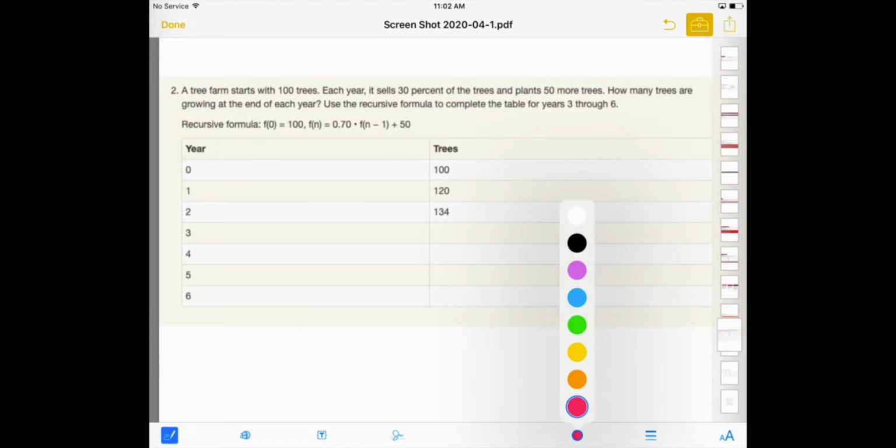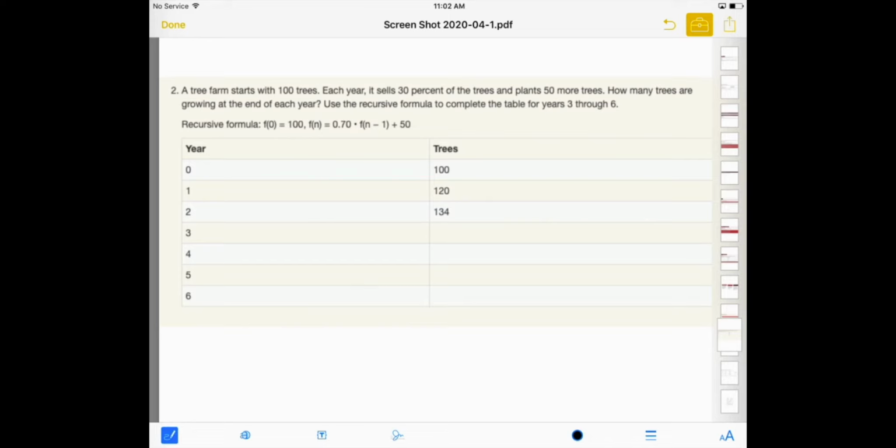So in our recursive formula, we have f of 0 is 100, so that's our starting point, and it says f of n equals 0.70, because we're taking 70%. So if we're selling 30% of the trees, we're keeping 70%, because the total would be 100%, times f of n minus 1 plus 50 that they're planting.